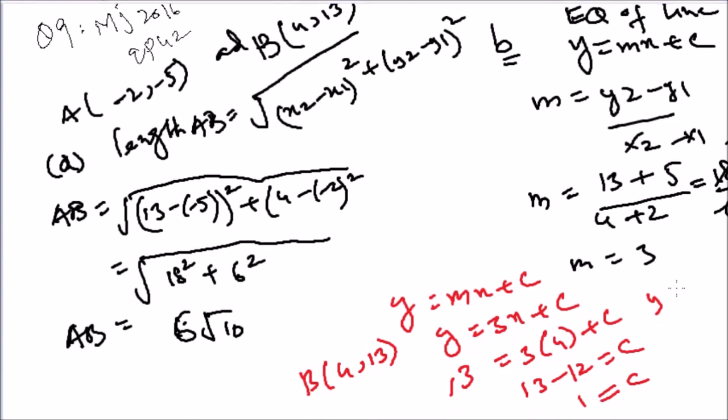Now the equation becomes 3x, and I'm writing here the equation in a different color. The equation becomes y is equal to 3x plus 1. That's the result.